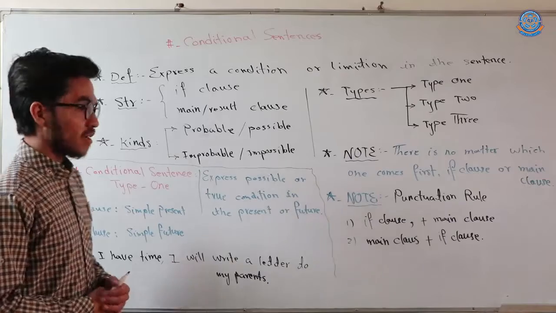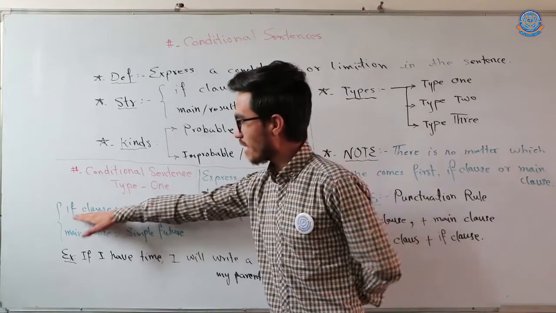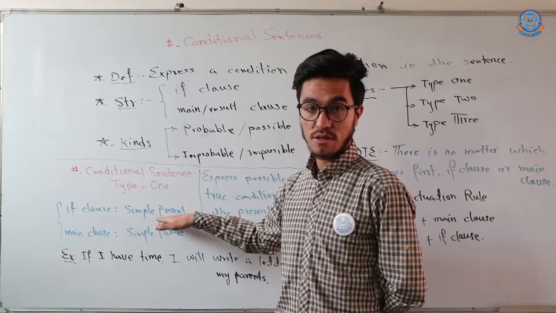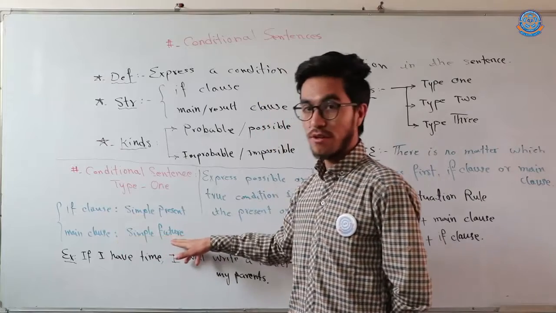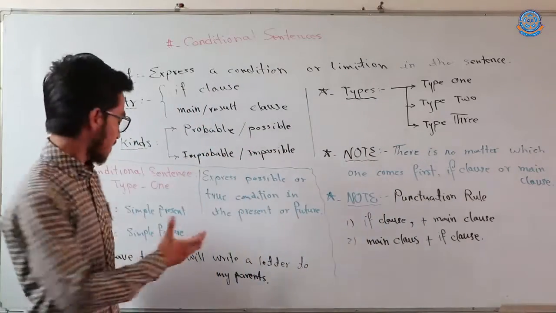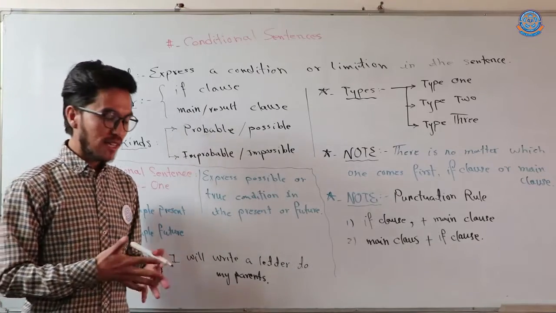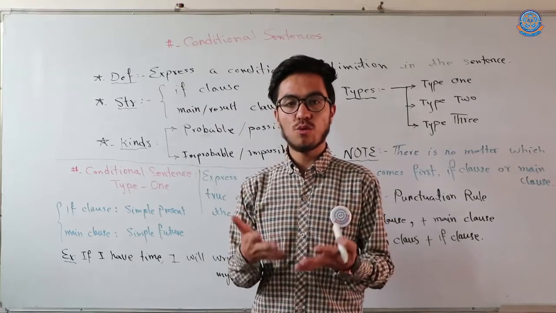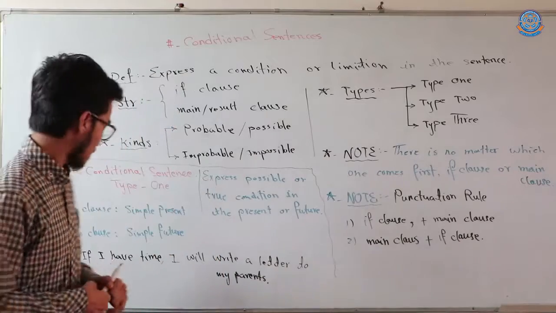Let's talk about the structure. We have an if clause and a main clause. The if clause in conditional sentence type 1 is in the simple present tense, and the main clause, or result clause, is in the simple future tense. But remember, when the main clause is also in the simple present tense, it expresses an automatic result.